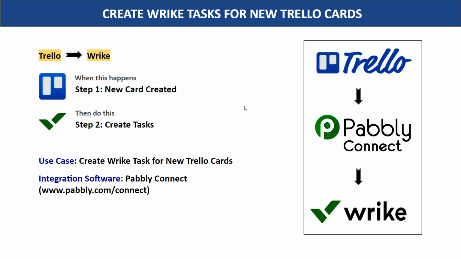So here I would suggest that you bring in some automation so that whenever a new card is created in Trello, a task is automatically created in Wrike. In this video, we will be using Pabbly Connect to integrate Trello and Wrike. The best part of using Pabbly Connect is there is no need for coding skills or programming knowledge. It can be done easily. Let me show you with an example.